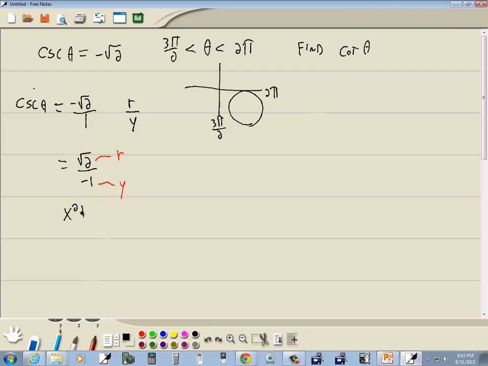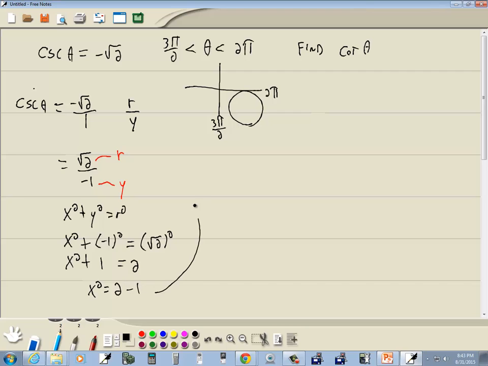Now we've got x squared plus y squared is equal to r squared. X squared plus, and we'll plug negative 1 in for y, squared, equals square root of 2 squared. Plugging square root of 2 in for r. Well, negative 1 squared is 1. And when you square a square root, the square root and the second power cancel, so that gives us 2. Take the 1 over, so we've got x squared is equal to 2 minus 1, or x squared is equal to 1.